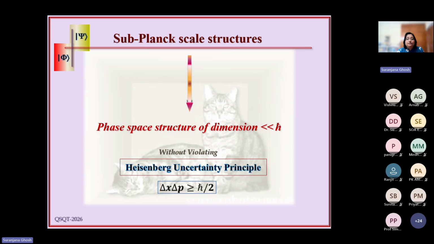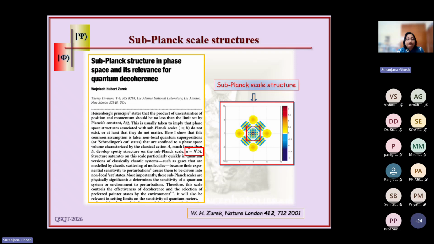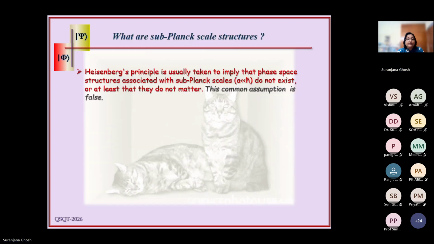Now, it was first mentioned in a paper by W.H. Zurek in 2001 that the sub-Planck dimension is h bar squared divided by the total phase space support. For the oscillator system, and other systems as well, he explained that if we have this kind of state, then one can find sub-Planck dimension structures in phase space, and these are physically significant.